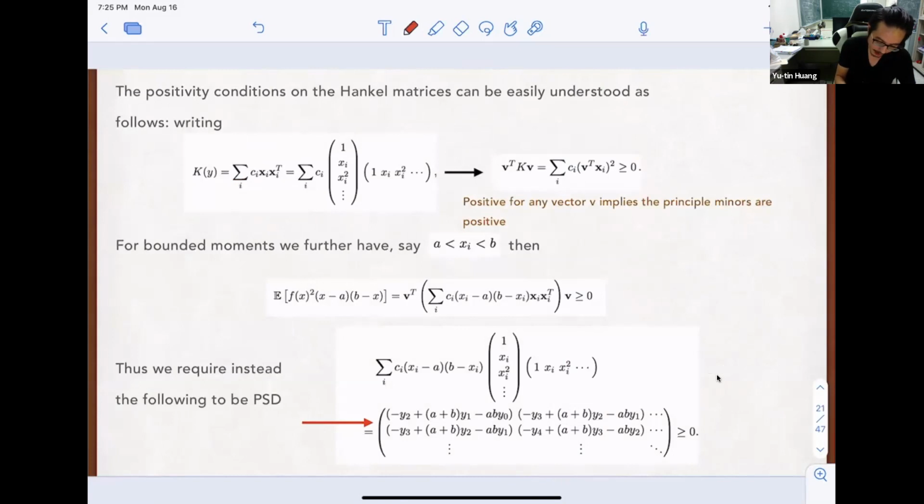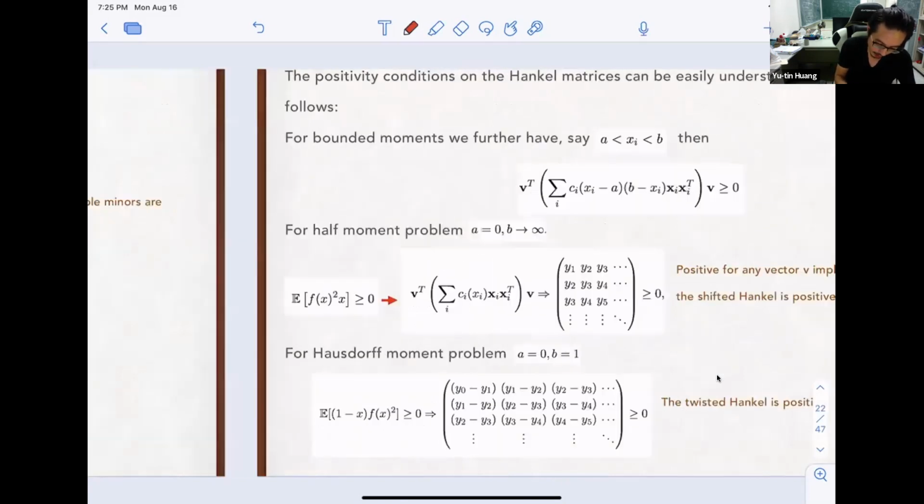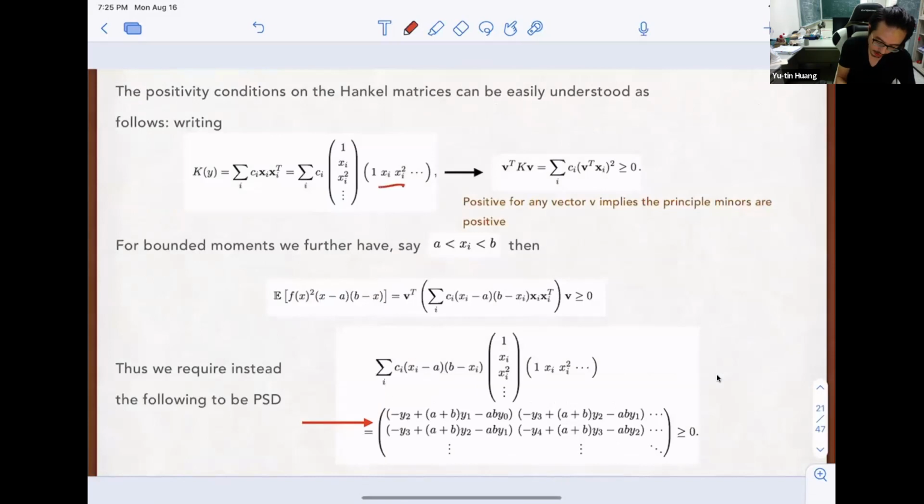But an important point is that since these are just associated with the positive semi-definiteness of the Hankel matrix, you can easily generalize to the cases when, so here this was for arbitrary xi. You can easily generalize this for when xi is bounded by different regions, because if you use the same argument here, all you need to do is, if xi is bounded by different regions, you just insert xi minus a and b minus xi, then the same argument will hold. And then you can derive the corresponding constraints associated with different choices of A and B.